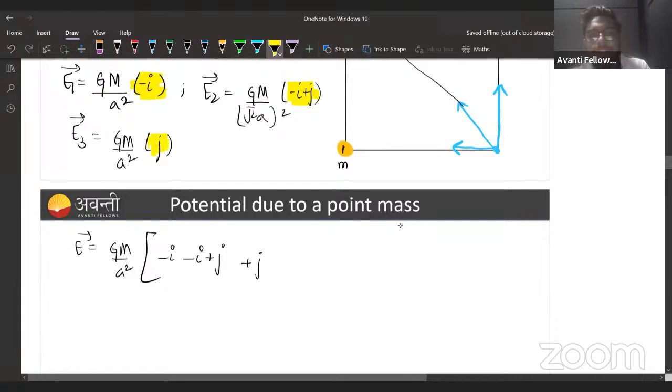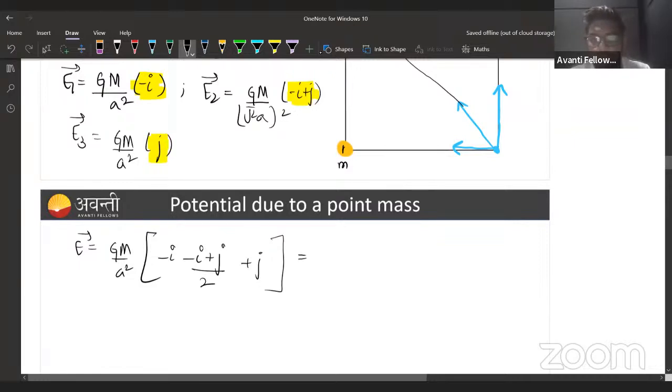Can you tell me one thing I have missed? Can you guys point out what I have missed? Can anyone tell me what I have missed? Okay. Should I tell? Chalo, I'll tell you. See, Gm by a square we have taken common. Here root 2 square is remaining. So root 2 ka square is 2.